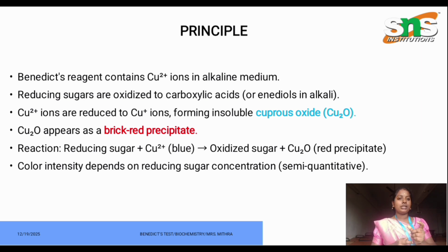This enediol is the reducing agent which gives the color to the result, and this enediol is in an alkaline medium. So Cu2+ ions are reduced to Cu+ ions, forming the insoluble cuprous oxide. So cupric copper is reduced and forms the insoluble cuprous oxide, and this cuprous oxide appears as a brick red color precipitate, which indicates the positive Benedict's test.